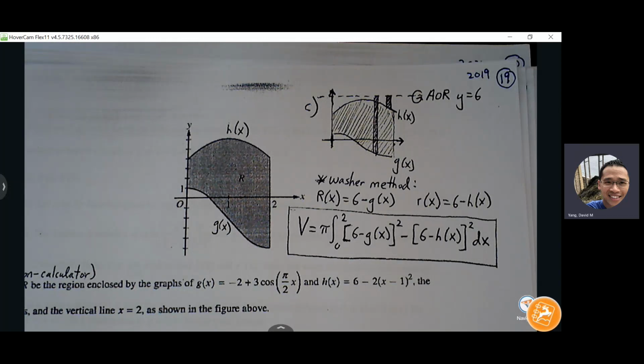Top minus bottom, 6 minus g of x is my big radius. 6 minus h of x is my little radius. And then just set up using the washer method. Pi, integral from 0 to 2, big radius squared minus little radius squared. That's all we need to do. No need to do anything more. It's just the setup.